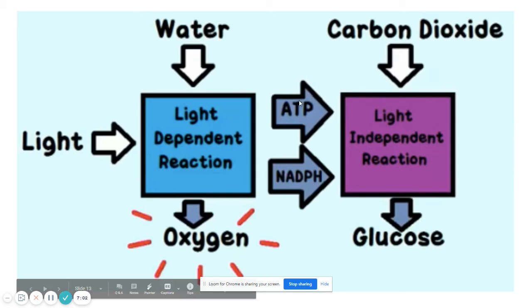It also makes ATP and NADPH, which are energy-carrying molecules. These two energy-carrying molecules are going to go into the light-independent reactions so that they are used to power the stage up. The light-independent reactions also take in carbon dioxide, which is going to be used to create a glucose molecule.